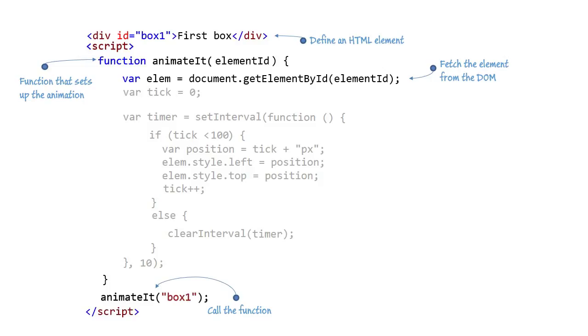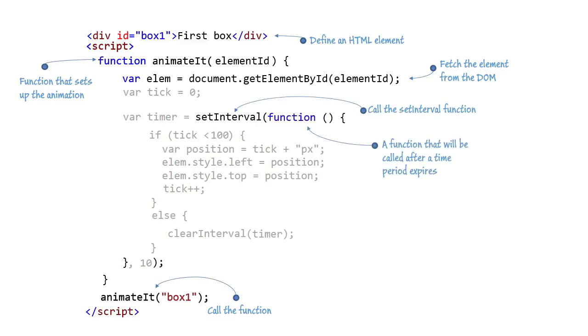Next, in order to animate the element, we have to make a sequence of animation steps. That is, we have to execute certain code at regular intervals. This execution will create the animation. In JavaScript, this is usually done by using the setInterval function to register a function that will be executed after a time period in milliseconds has elapsed.